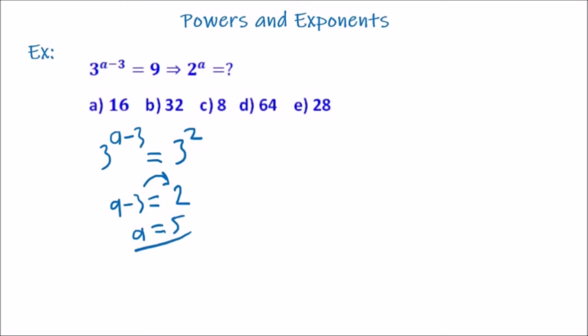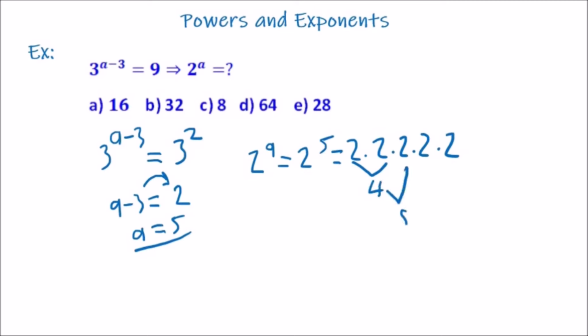So we already got what A is, and now we can easily calculate 2 to the power of A, which means 2 to the power of 5, which is 2 times 2 times 2 times 2 times 2. If you multiply 2 times 2, you get 4. 4 times 2 is 8. 8 times 2 is 16. 16 times 2 is 32. So the answer is 32.